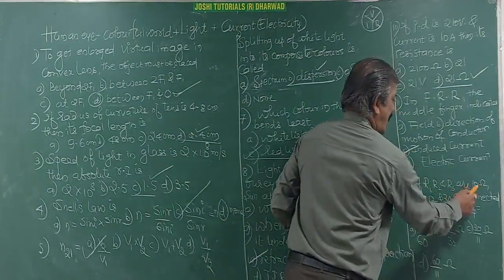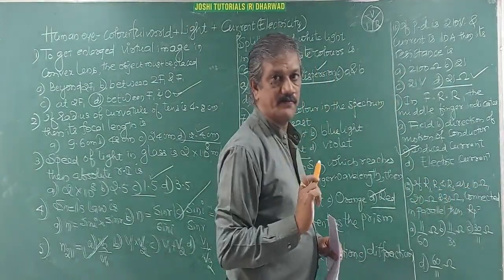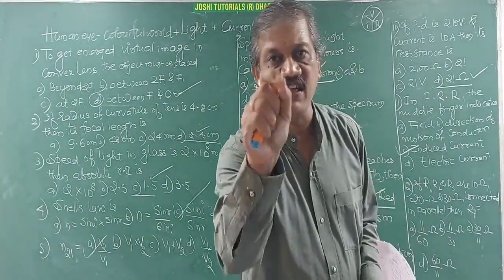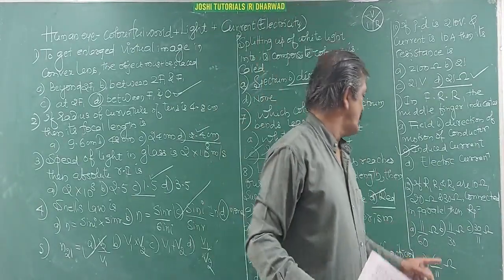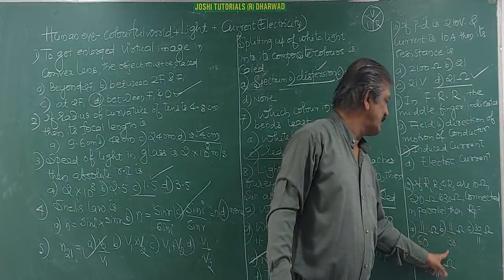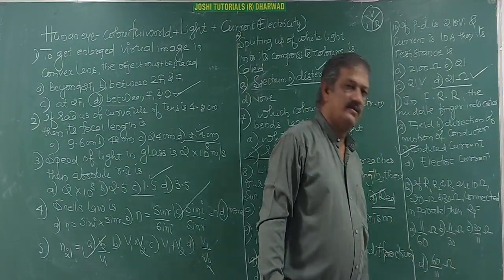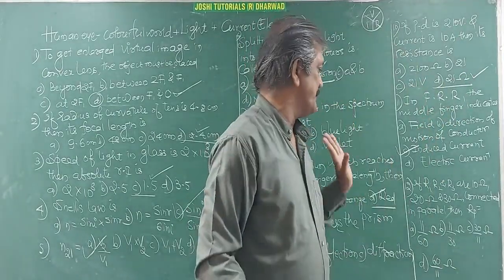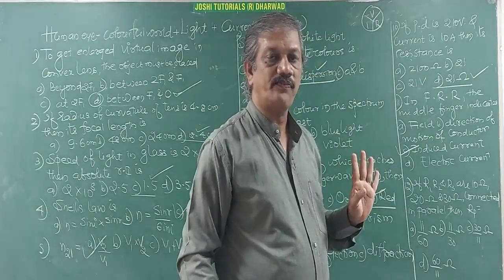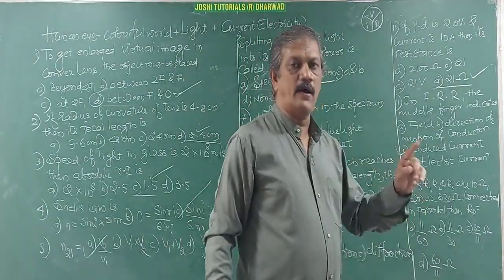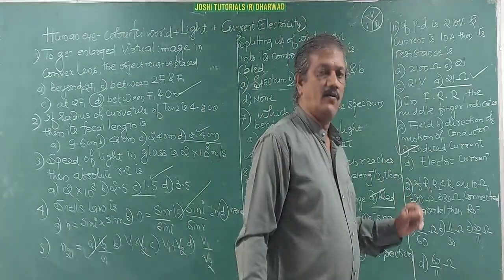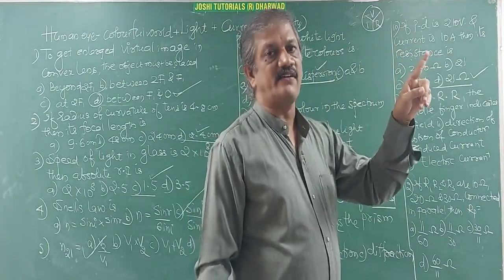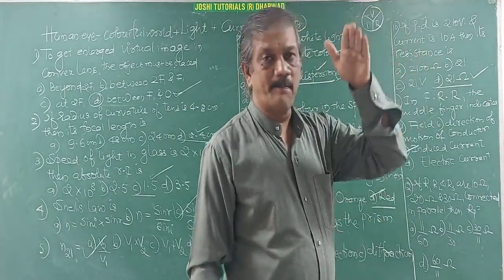R1, R2, R3 are 10, 20, 30 ohms respectively. When connected in parallel, what is RP, the equivalent resistance in parallel? He has given the options 11 by 60, 11 by 30, 30 by 11, 60 by 11. 1 by 10, 1 by 20, 1 by 30. When you add, total LCM is 60. 1 by 10 is 6, 1 by 20 is 3, 1 by 30 is 2. 6 plus 3 is 9, 9 plus 2 is 11. 11 by 60 you will get.